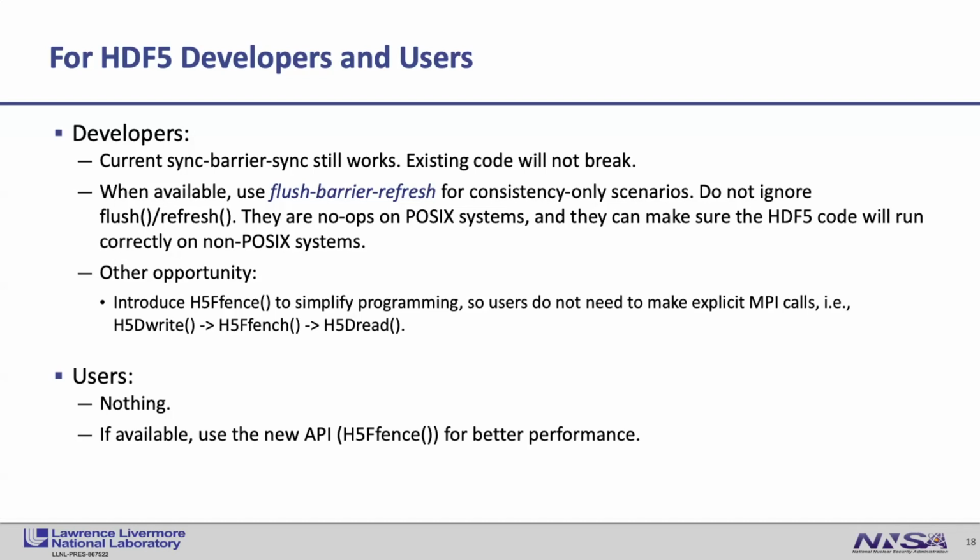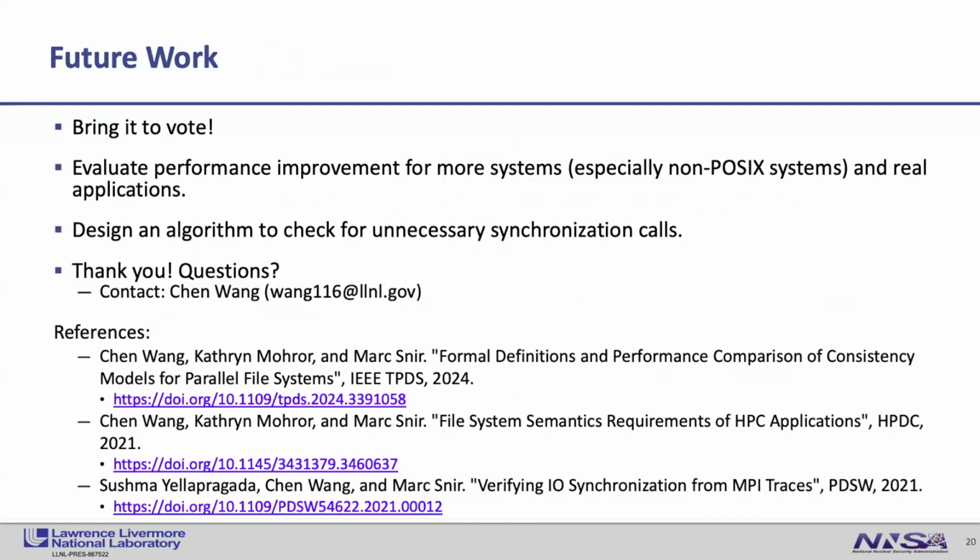Another option is that HDF5 could possibly introduce new calls like H5Fence to take advantage of the new API, condensing the three calls into a single H5Fence. So users do H5Dwrite, H5Fence, and H5Dread. Inside the HDF5 library, you can do a lot of optimizations within this H5Fence. For users, there's really nothing that needs to be done; you don't need to change your code. But when a new API is available, you can try it for better performance, especially for consistency-only scenarios. Okay, so that's it for the talk.